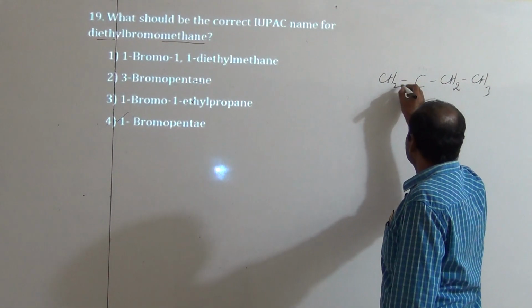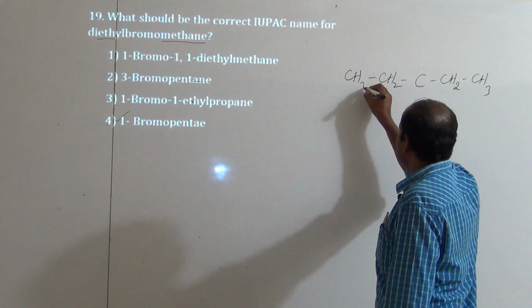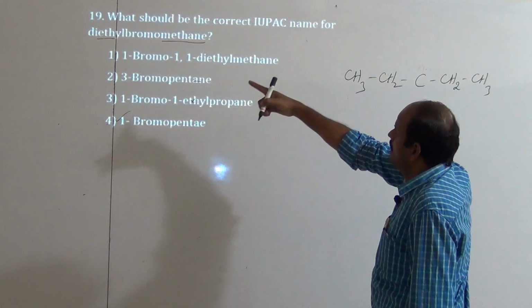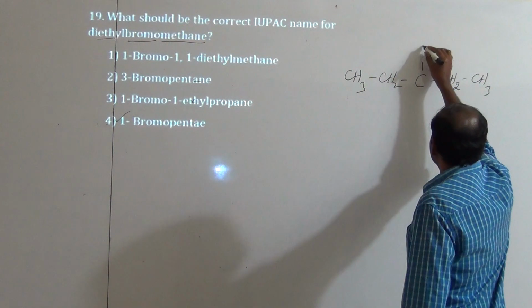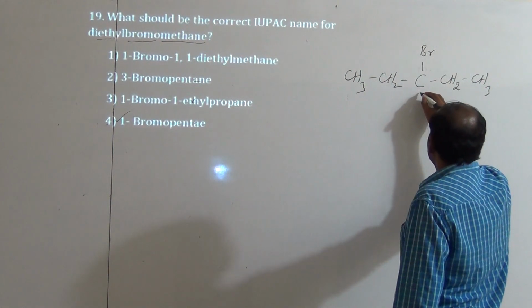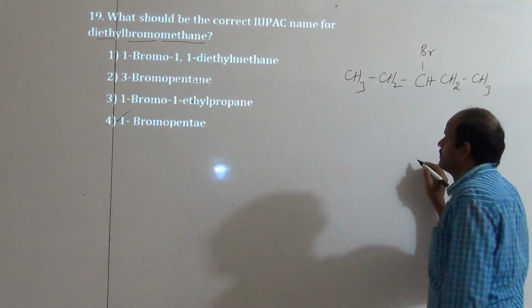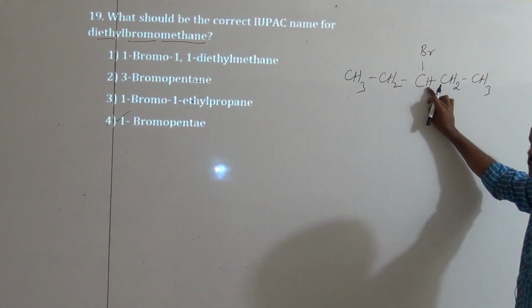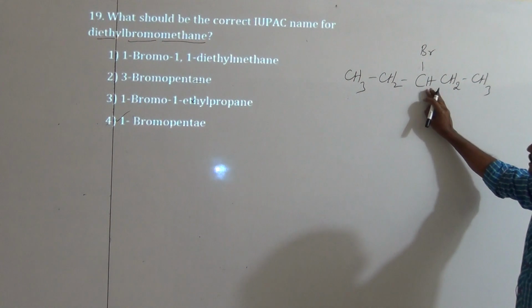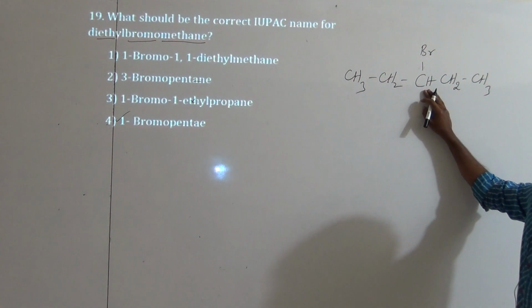Another one, CH2CH3. Then another one, a bromine atom is also present, Br. And then here hydrogen, because valence of carbon is 4: 1, 2, 3, and 1 is a hydrogen. Then they asked the IUPAC name of this one. Okay, do it, you know very well.